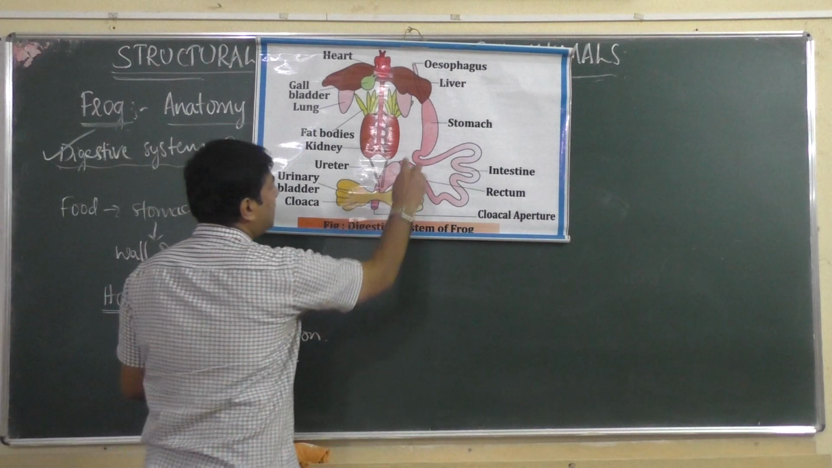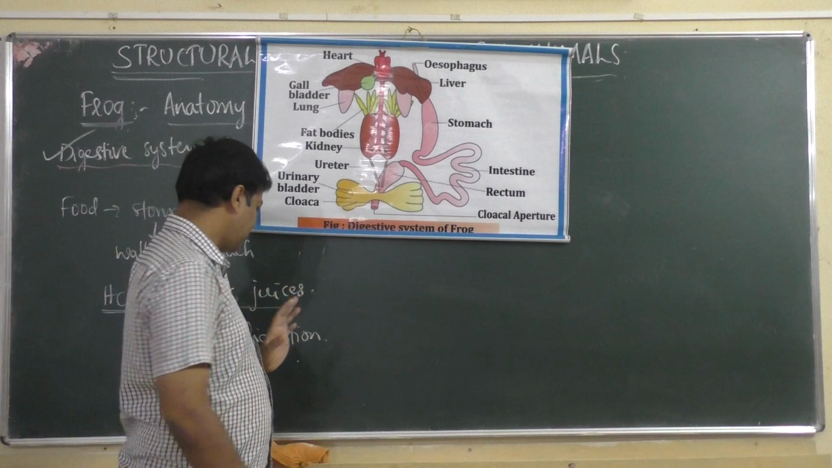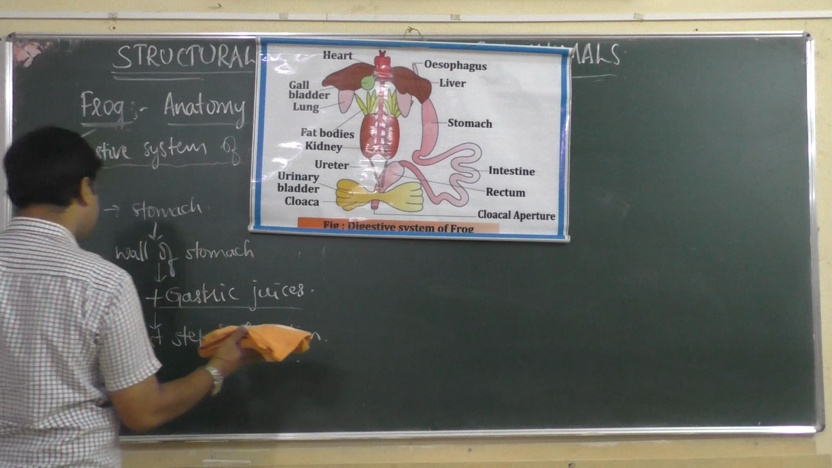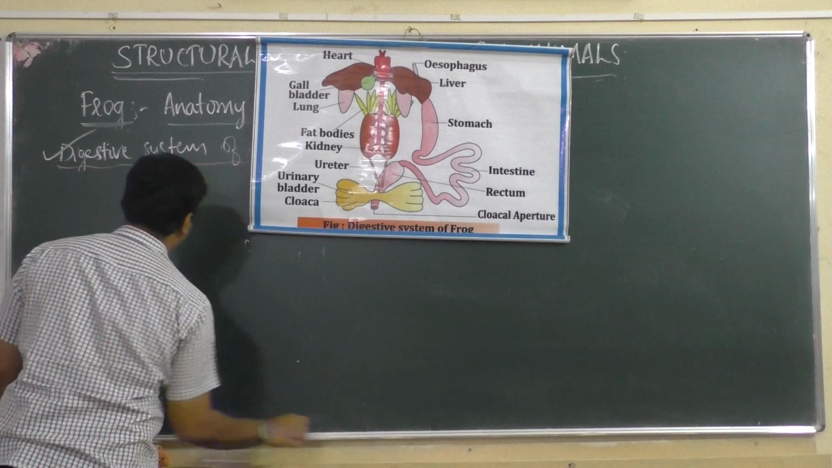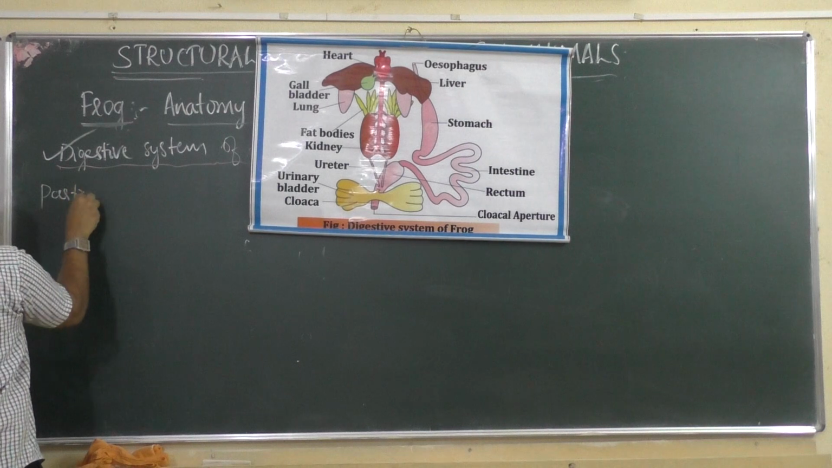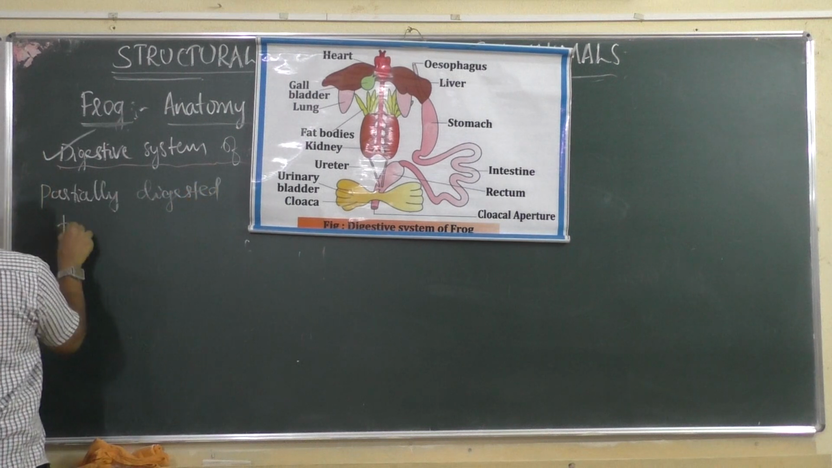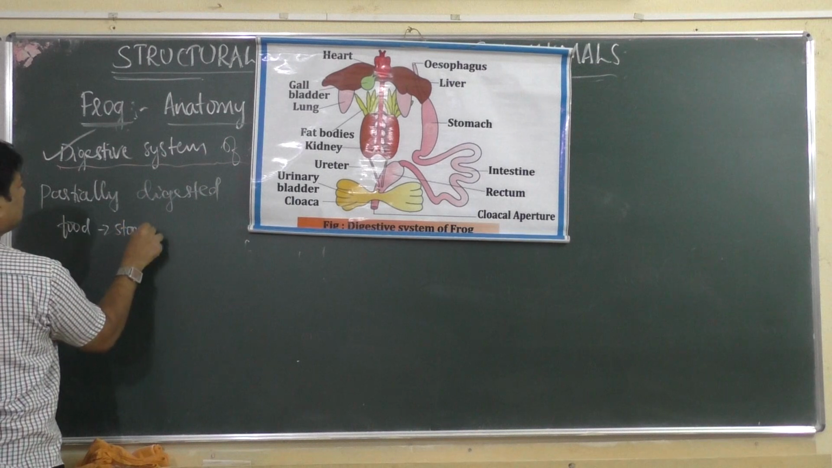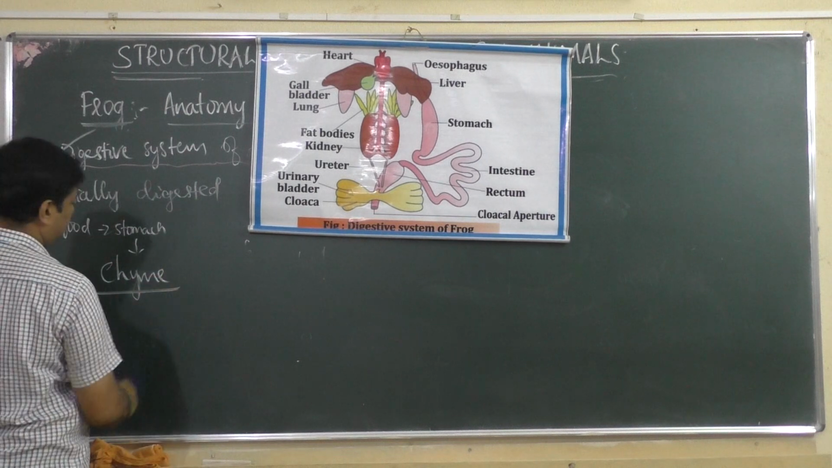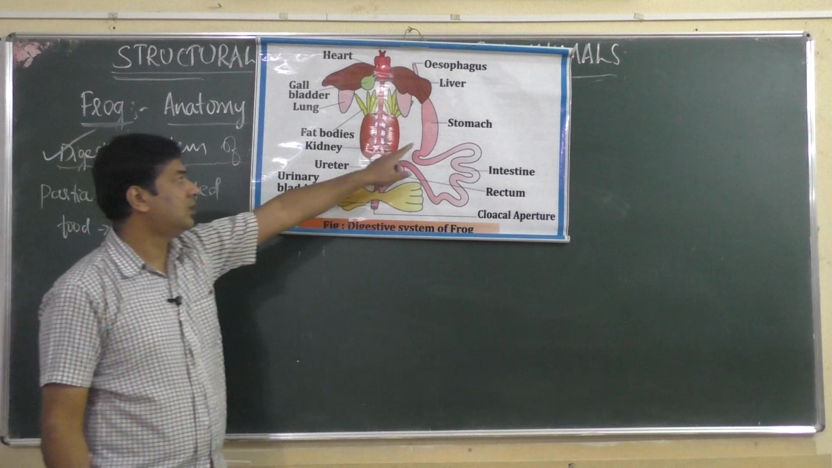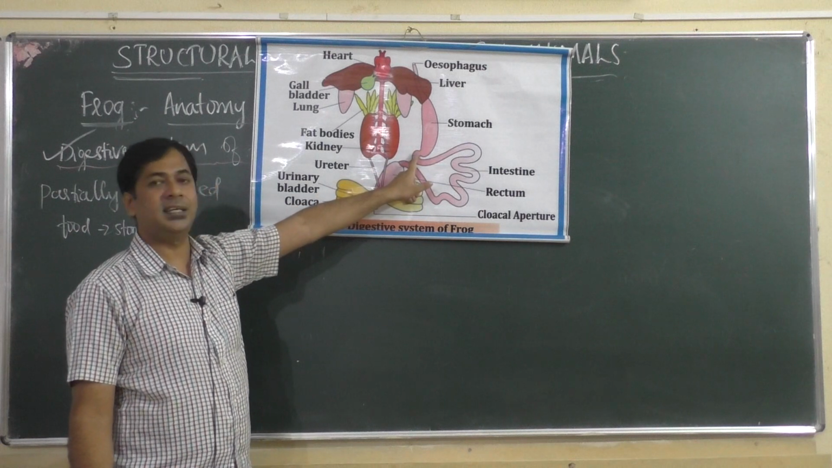Then next is the partially digested food. Now food is partially digested, not fully digested. Only half digested, and partially digested food is called chyme. You can say chyme also, your wish. Pronunciation is chyme. Partially digested food in the stomach is called chyme. C-H-Y-M-E, chyme. That is partially digested food present in the stomach. Then partially digested food enters the next part, that is the intestine.